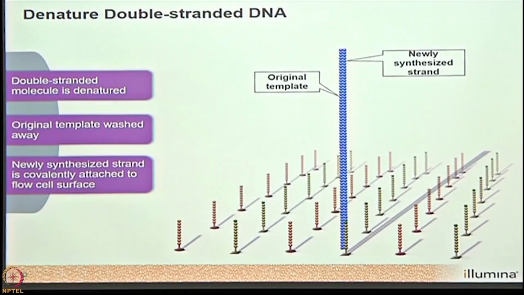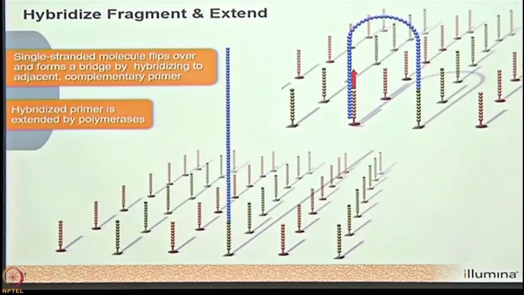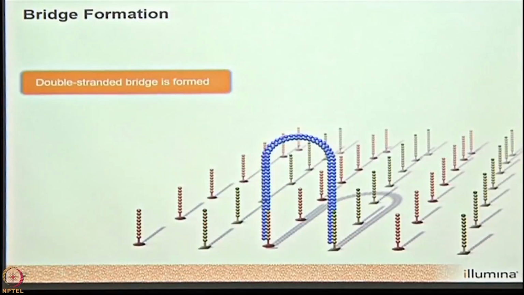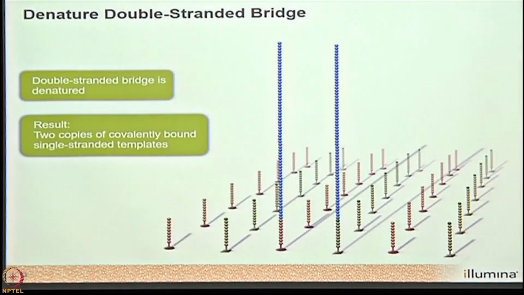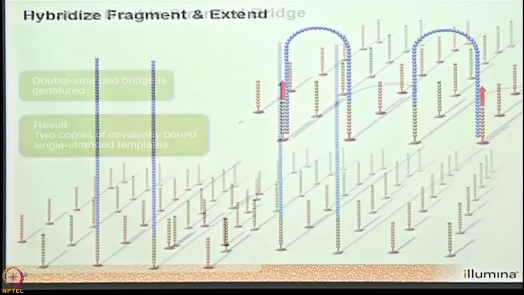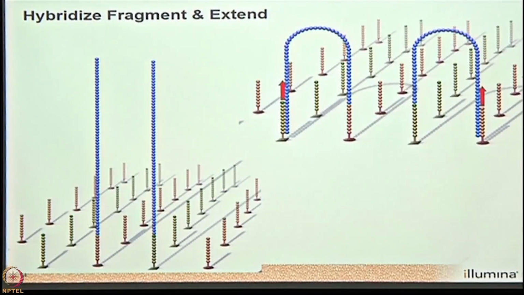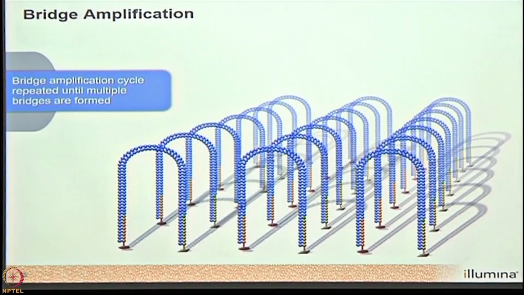Clear? Then what you can see is this is left over here, and since this end is also complementary to this oligo, it will flip over here. Again we will add DNA polymerase, and you will see a bridge kind of structure. Then again we will denature it, and because both strands are bound to the surface covalently, you will see two strands over here. This process will be repeated millions of times. And ultimately you will have millions of fragments on the surface of the flow cell.